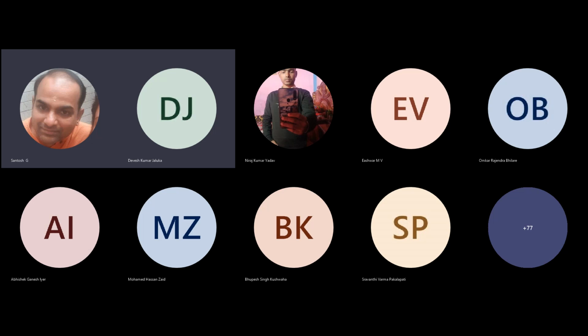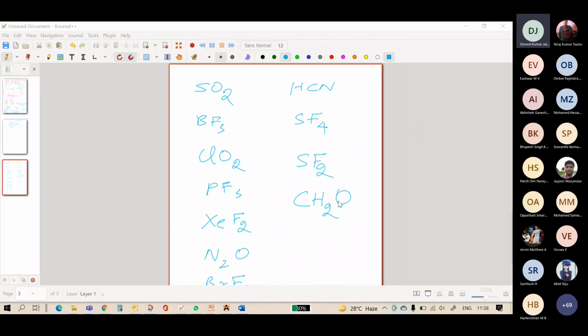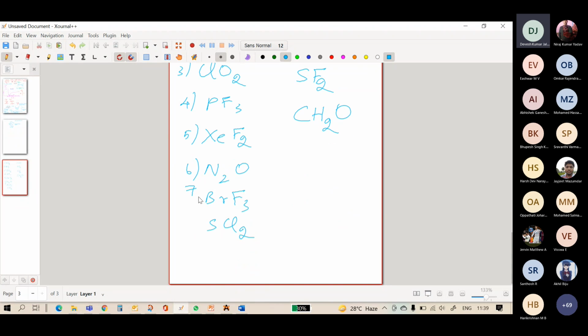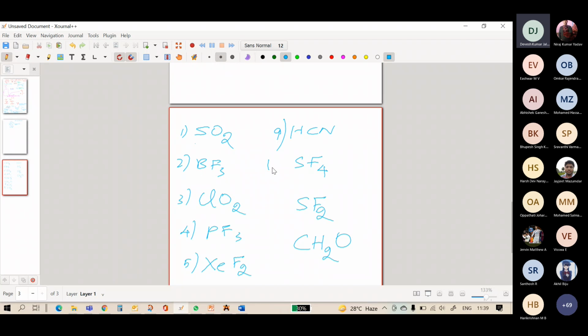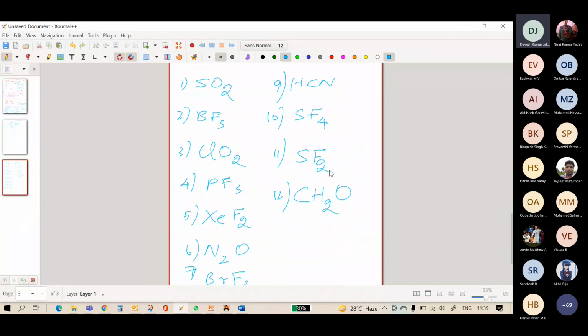I know that we are running out of time, so just last little bit, and I will leave you guys. Okay, so these are the molecules. Try as much as possible. Don't simply say I tried one and I'm submitting it. I want you to try at least 10 of these. So let me number them. 1, 2, 3, 4, 5, 7. Quite a few are there. 8, 9, 10, 11, 12. Okay, 12 molecules I have given. Try at least 8 to 10 of them.